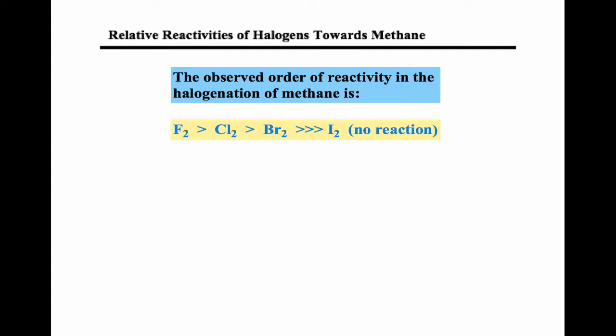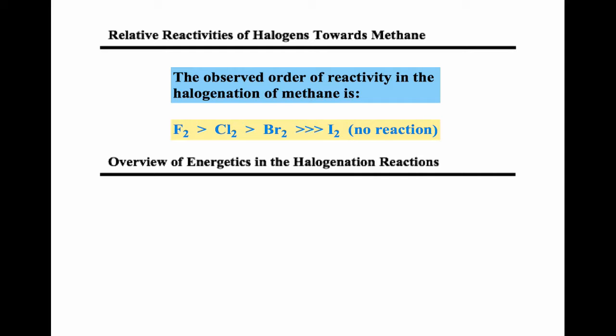Iodine doesn't like to add to double bonds, and it doesn't like to do free radical chemistry with hydrocarbons either. Whereas bromine and chlorine do this quite well. Fluorine, you mix it together, yeah, it'll react, and it'll also blow up your vessel. So it's a little bit of a problem.